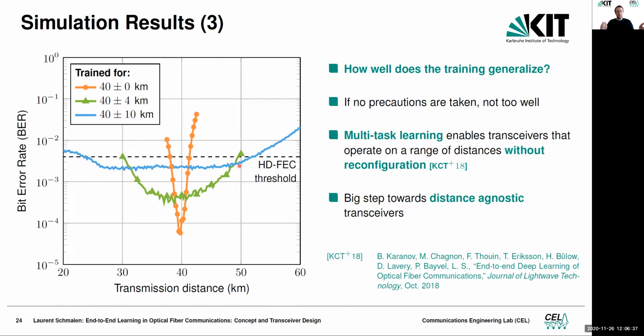So this is one set of parameters, and you can just change the transmission distance. It will still work. You can even push this to 40 plus minus 10 kilometers. So you have a range of 25 kilometers over which you can transmit without needing reconfiguration. This is really a big step towards distance agnostic transceivers. For instance, with OFDM-based or DMT-based systems, you cannot do this. You have one set of parameters for which you fix the distance, and once the dispersion changes, you need to readapt. Here we have one set of parameters, and it will work over a range of 25 kilometers.